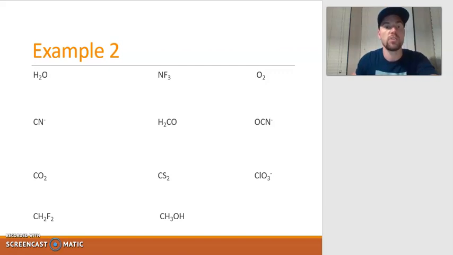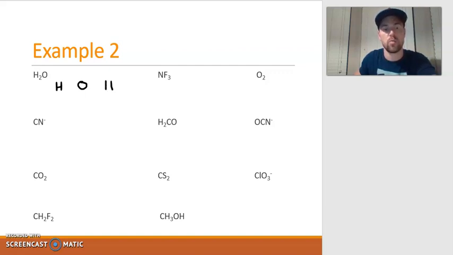Okay, so H2O. First step, look at that chemical formula and determine what atom is the central atom. Well, we already know that hydrogen can't be the central atom. And notice, oxygen, there's only one of them. So oxygen is going to be my central atom. And I'm going to put those 2 hydrogens in the terminal position.